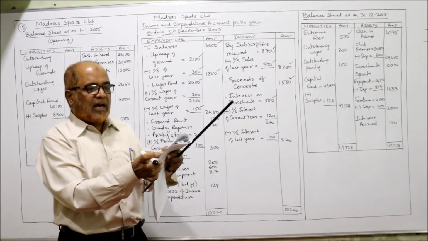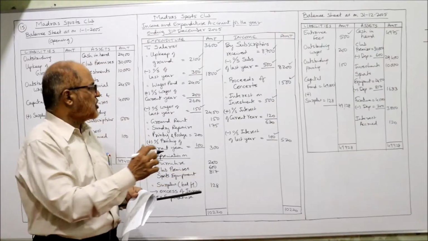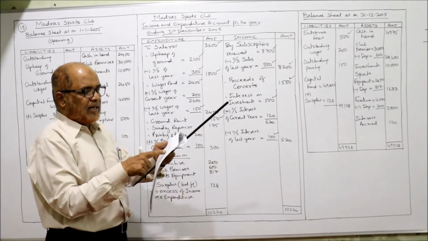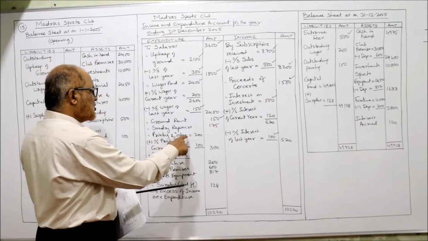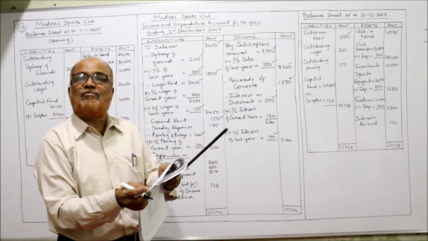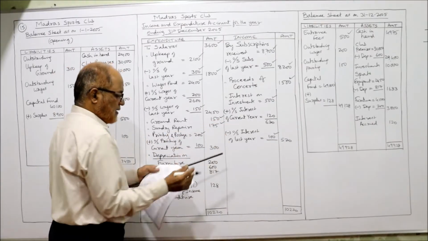We'll see. Then after wages, ground rent 150. That is also a revenue expenditure. Ground rent 150. Then comes printing and stationery 200. So printing and stationery here 200 I have taken. Then sundry repairs 175. So sundry repairs 175 I have taken.